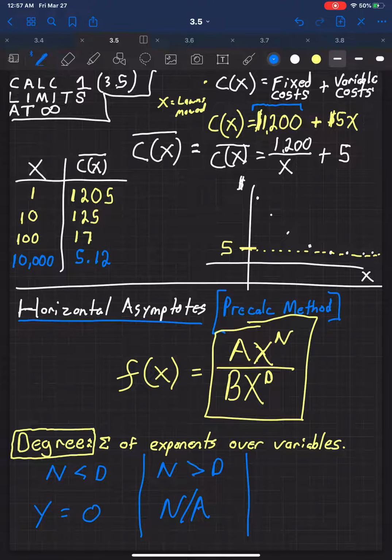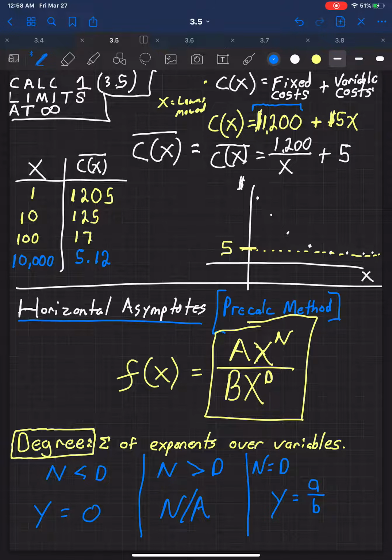Finally, if the degree of the numerator is equal to the degree of the denominator, then there is a horizontal asymptote, and it simply exists at y equals a over b.